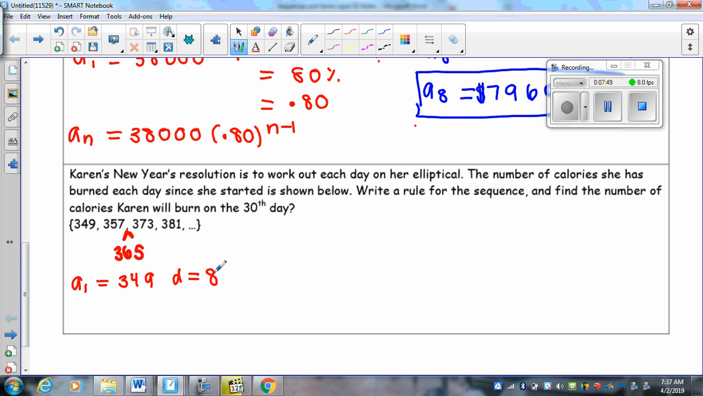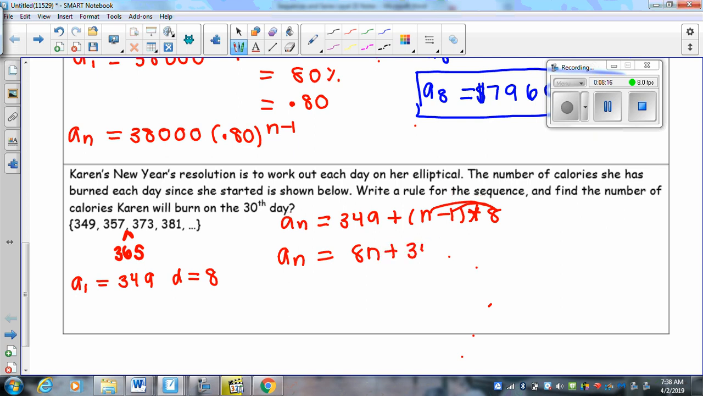So now I'm going to write my formula. So A sub n is going to equal 349 plus n minus 1 times 8. And again, we're going to write it fully simplified. We are not going to leave it. Okay, so A sub n would equal 8n. And then I'm going to have 349 minus 8, which is 341. Okay, so this is my formula.